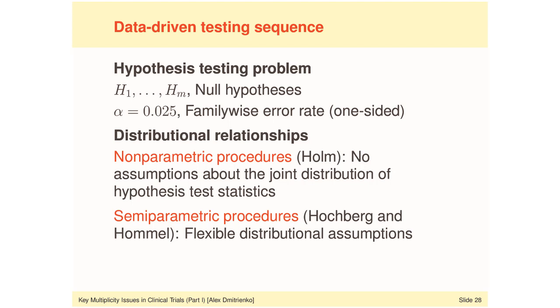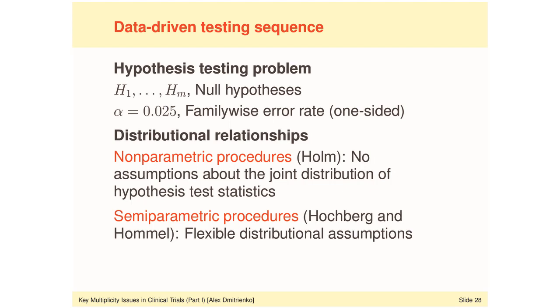In addition, the sponsor would like to find the most appropriate, efficient multiple testing procedure for this multiplicity problem. As we said in Module B, we first need to understand what the distributional and logical relationships among the null hypotheses are. In this case, when we focus on distributional relationships, two options will be considered in this module. First, we will discuss non-parametric procedures, specifically the Holm procedure.